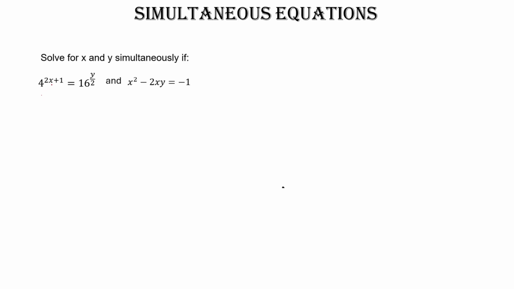We're given that 4 to the power of 2x plus 1 is equal to 16 to the power of y over 2, and x squared minus 2xy is equal to negative 1. So you have to solve for x and y simultaneously. Now you ask yourself, which one is going to be the simplest? Would you believe me that the exponential one is going to be the simpler one? Trust me. Look at this.